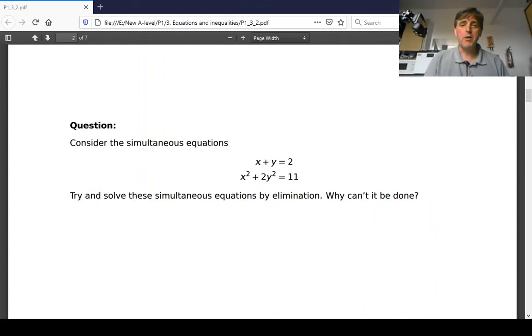Now, in the previous section of the chapter, we looked at simultaneous equations and we recognized there were two common ways that people use to solve them. One was solving by elimination and one was solving by substitution. What I'd like you to do now is consider the question on the screen. Try and solve those simultaneous equations by elimination. What goes wrong?